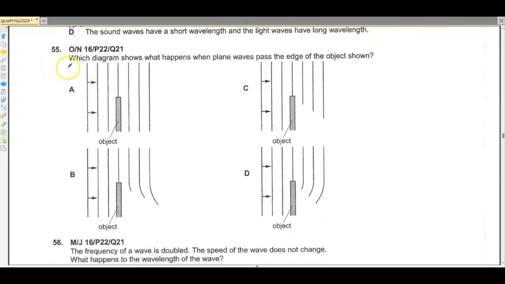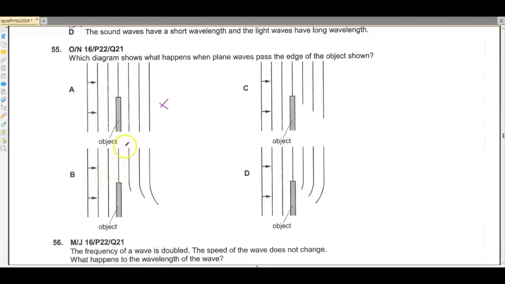Okay. Question number 55. Which diagram shows what happens when plane waves pass the edge of the object as shown? When the waves are going to pass at the edge of the object, they are going to bend. Okay? They can't go on moving straightly. So this is not the correct answer because there has been no effect. कोई change ही नहीं हुआ after they've passed through the edge of an object. ठीक है? अच्छा, B, why is B not correct?